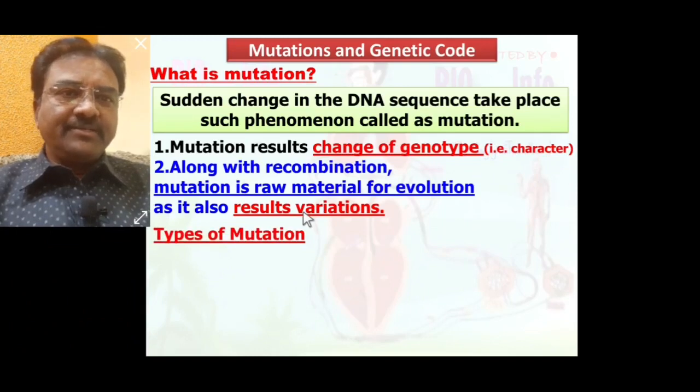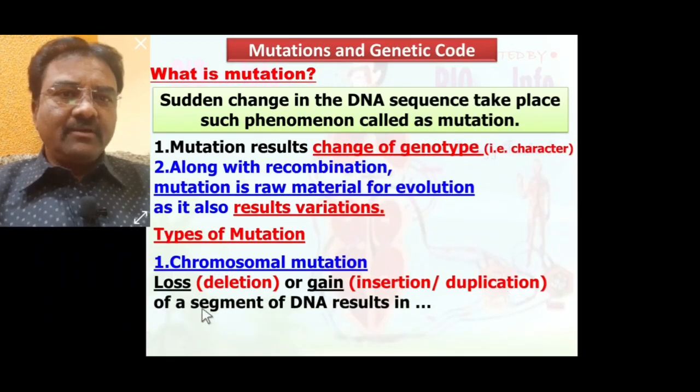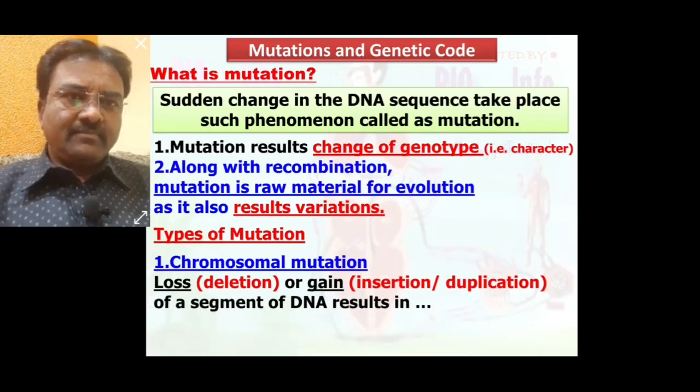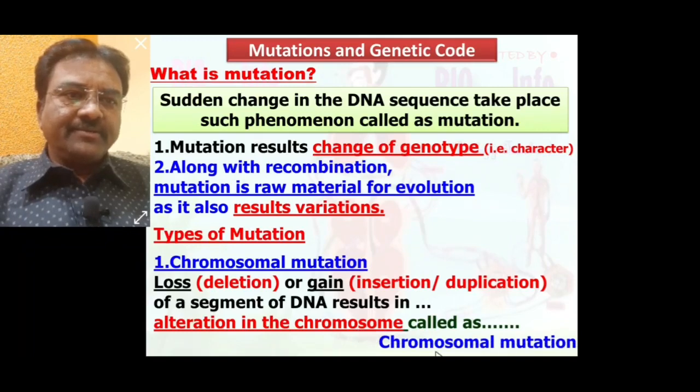Types of mutation. Number 1, chromosomal mutation. Loss means deletion, or gain means insertion or duplication of a segment of DNA, resulting in alteration in the chromosome. This is called chromosomal mutation.